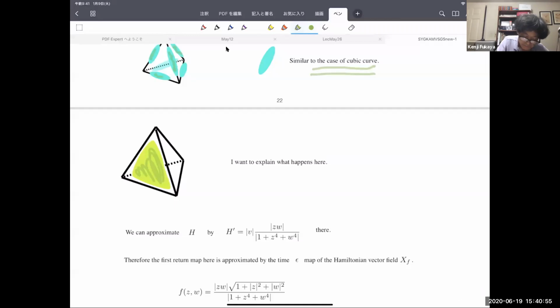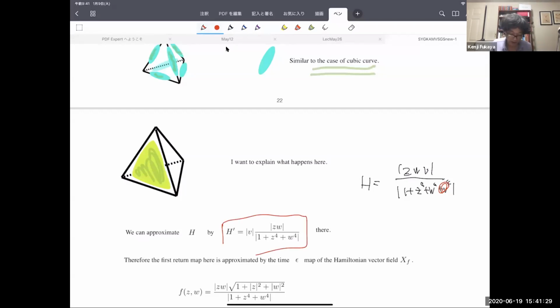So your H, in this case, is something like |ZWB| over 1 plus Z^4 plus W^4 plus B^4, right? This is the actual Hamiltonian. But again, on this domain, I want to drop this B. B is a direction which is normal to this plane.